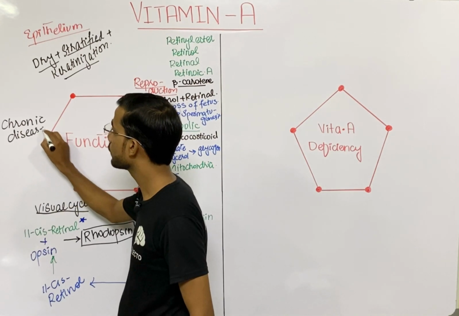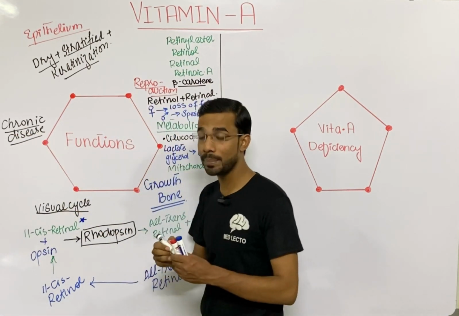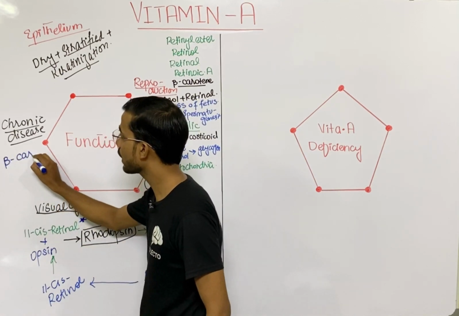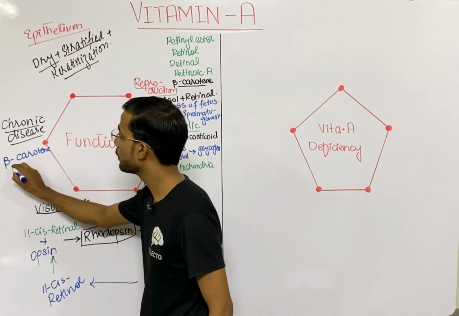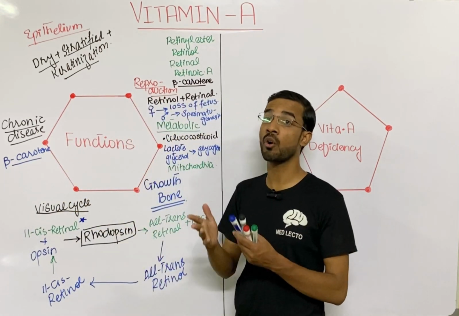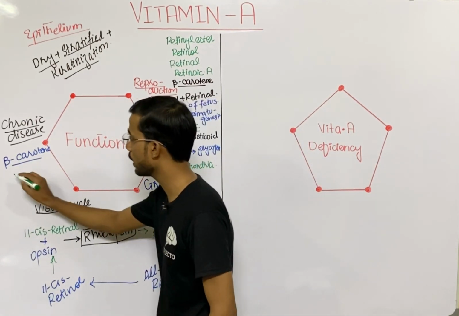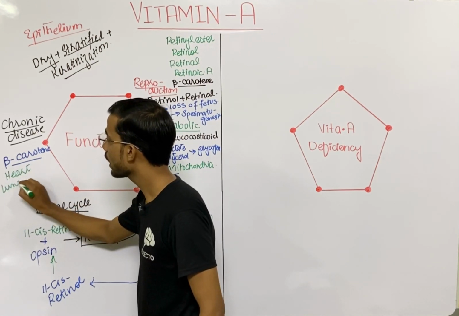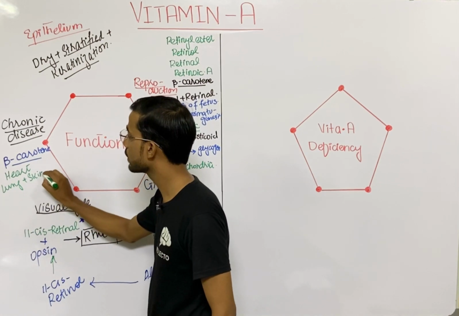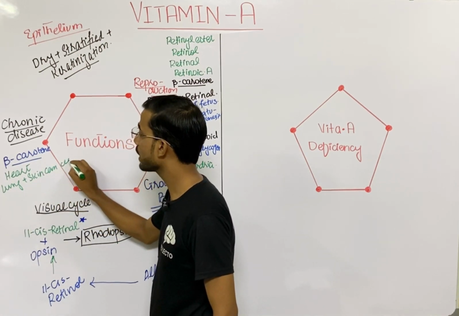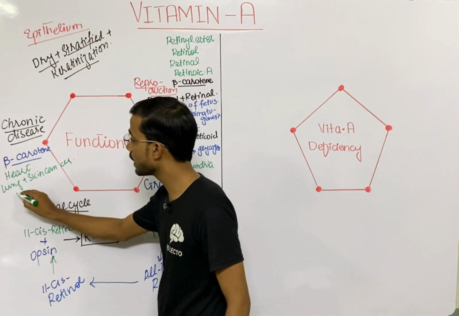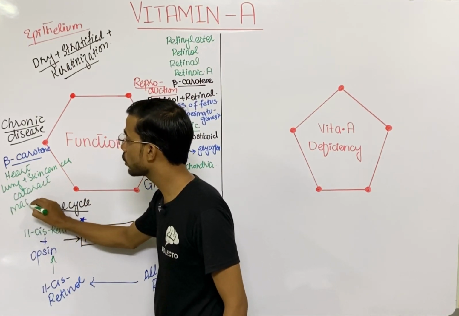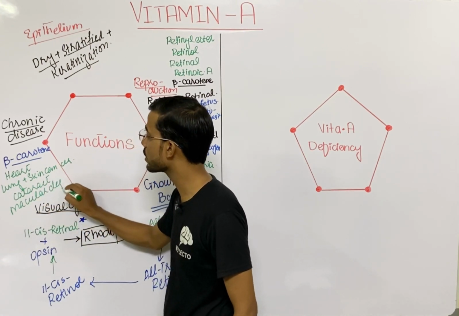Vitamin A in the form of beta carotene is very important. Beta carotene helps prevent different chronic diseases like heart disease, lung and skin cancer, and it can also prevent cataract and macular degeneration.